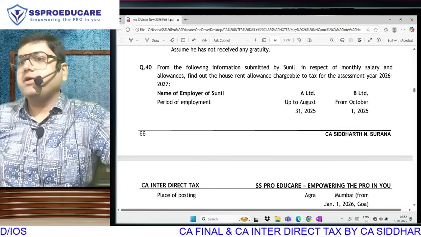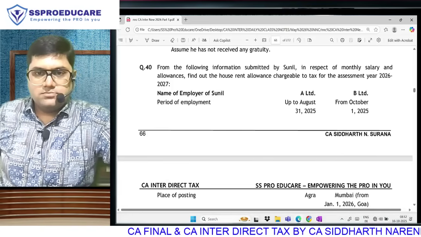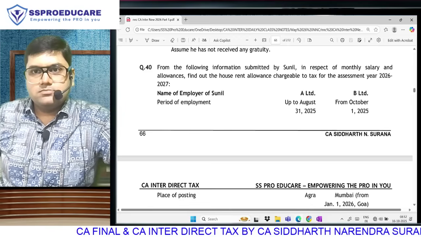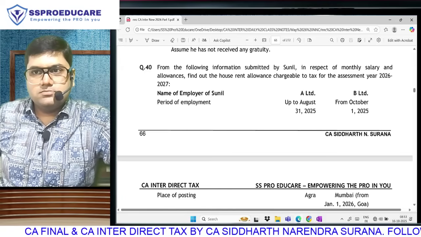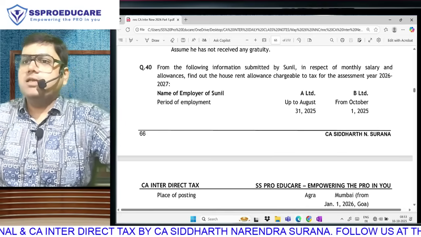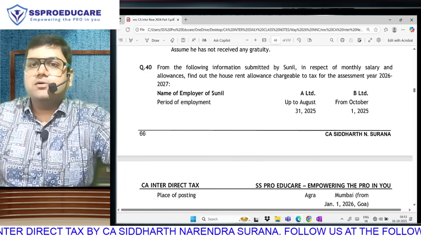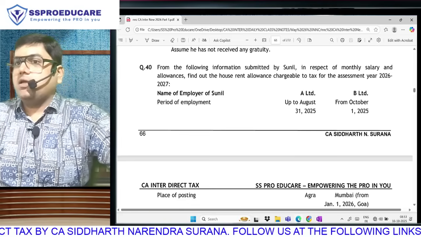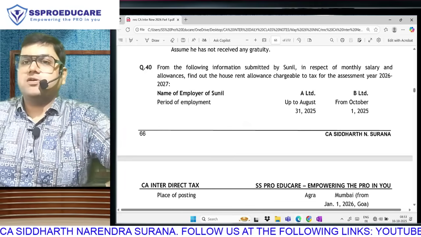Yes, please. Who is reading? Read, please. From the following information submitted by Surana in respect of monthly salary and allowances, find out the house rent allowance chargeable to tax for the assessment year. Means during the year, Sunil ji has worked for two organizations, A Limited and B Limited. Period of employment is given up to August. He has worked for A Limited, and from October he has worked for B Limited. That is, April, May, June, July, August, A Limited. September he was in the transition phase. He had no job. But October to March he has worked for B Limited.